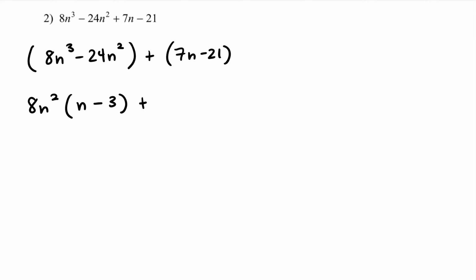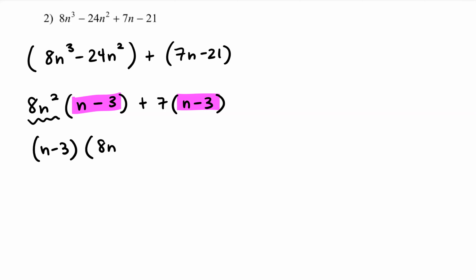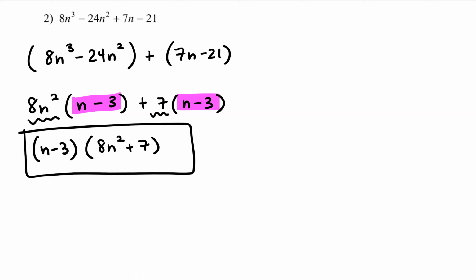And in the second set of parentheses, I could factor out a 7, and I would be left with n minus 3. Now again, just like last time, notice that we have the n minus 3 in common, so we can factor that out. So I'll factor out n minus 3, and what's going to be left over is 8n squared plus 7. And that is how you factor that expression by grouping.